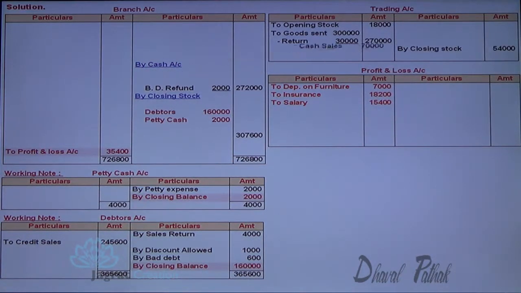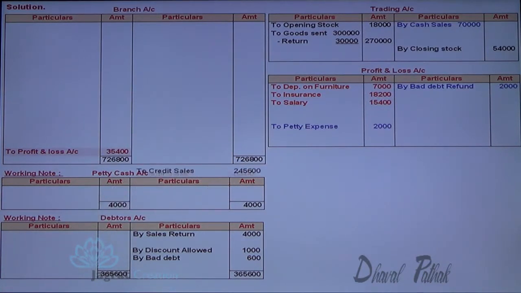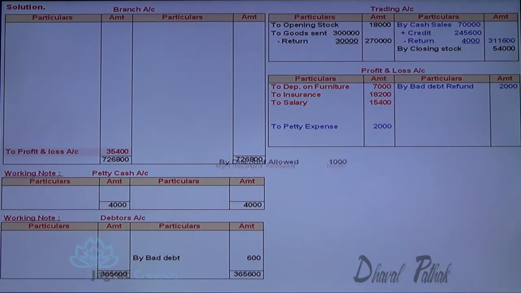Cash sales, trading account credit side. Bad debt recovered, income, profit and loss account credit side. Debtors closing balance cannot be recorded. Petty cash closing balance cannot be recorded. Petty expenses are debited to profit and loss account. Credit sale, trading account credit side. Sales return deducted from sales. Discount allowed debited to profit and loss account. Bad debts debited to profit and loss account.